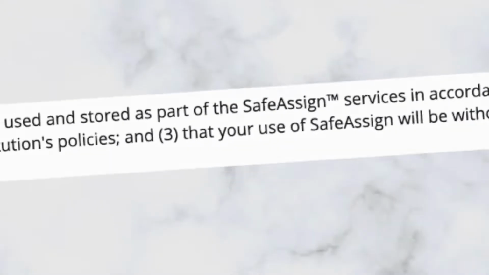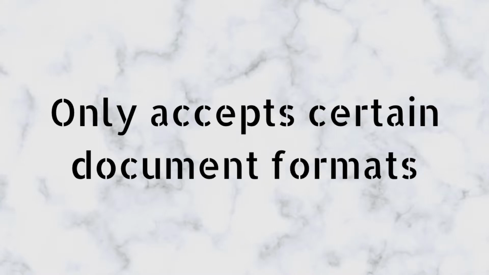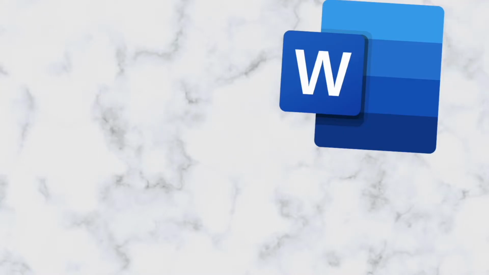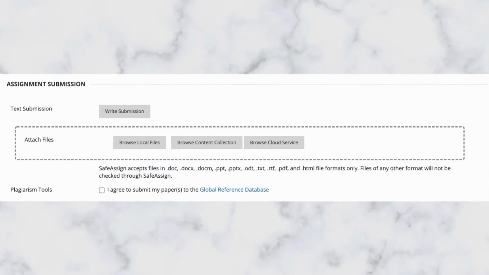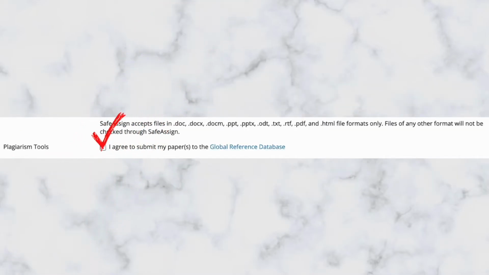Blackboard and Safe Assign only accept certain document formats. Among the accepted are Microsoft Word and PDFs. Among the not accepted formats are Google Docs and Pages. When submitting to Safe Assign, don't forget to agree.